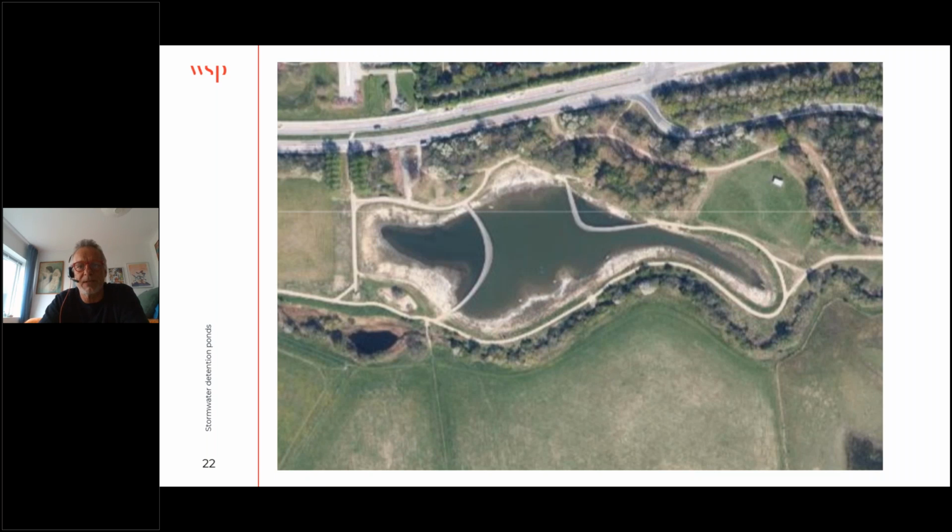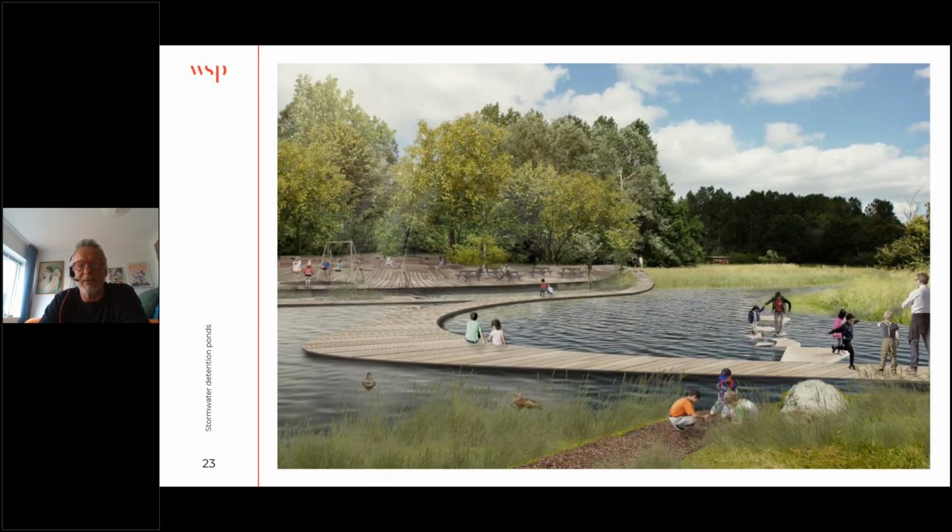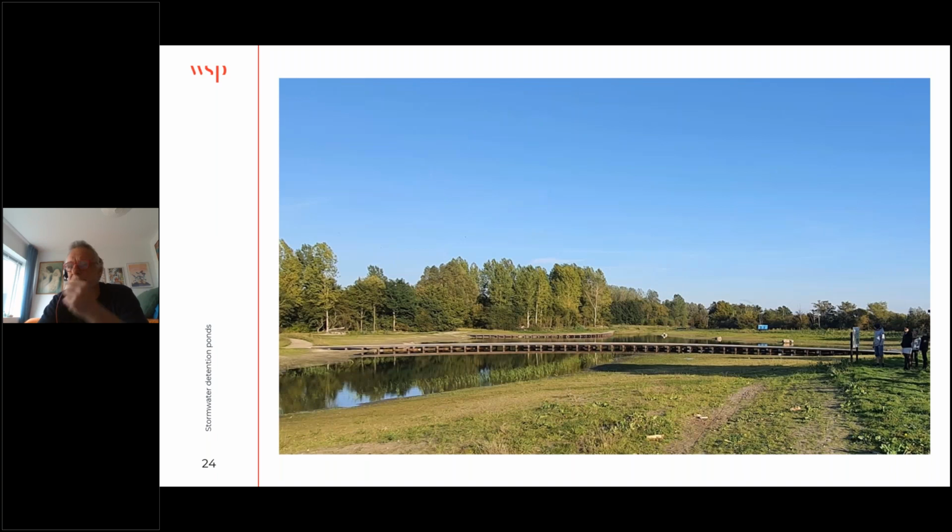You can see two of the bridges here. And again, a visualization of what we planned for. And this is the photo just after it was established. You can see a bridge in the foreground here and one in the back. Those were the bridges we established.